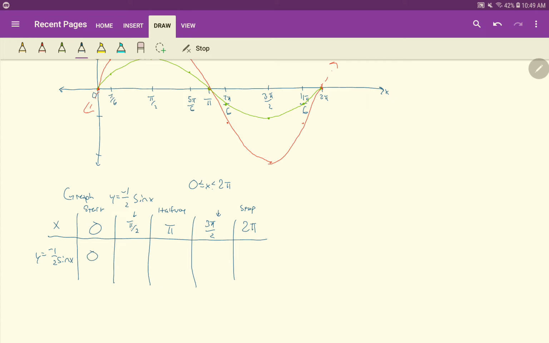Pi over 2, sine of pi over 2 is 1. 1 times negative 1/2 is negative 1/2. Sine of pi is 0. 0 times negative 1/2 is 0 again. Sine of 3 pi over 2 is negative 1, times negative 1/2 gives us positive 1/2. And then sine of 2 pi is 0, times negative 1/2 will still be 0.